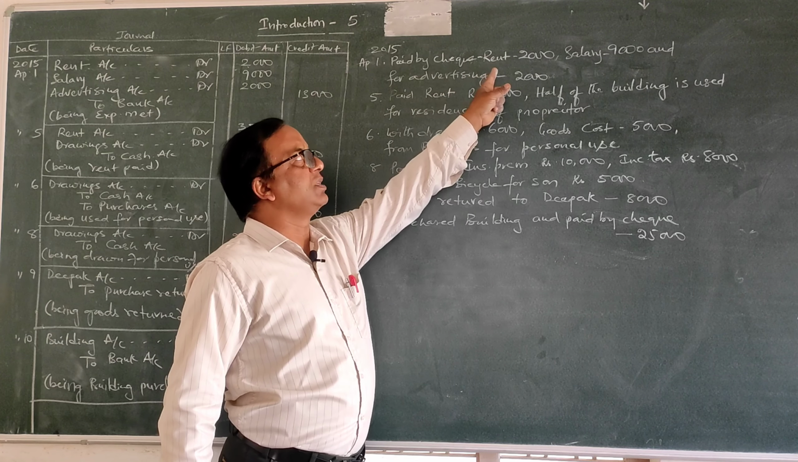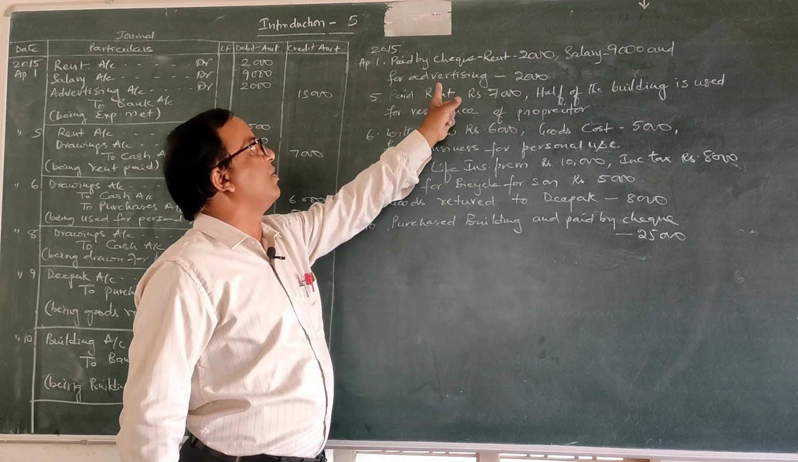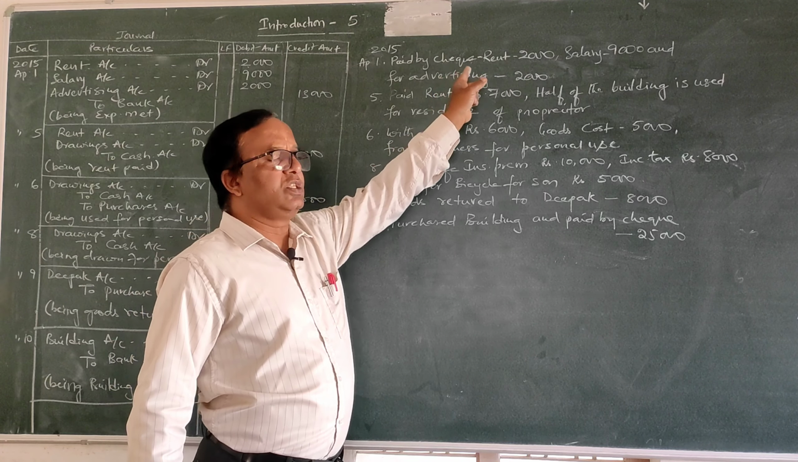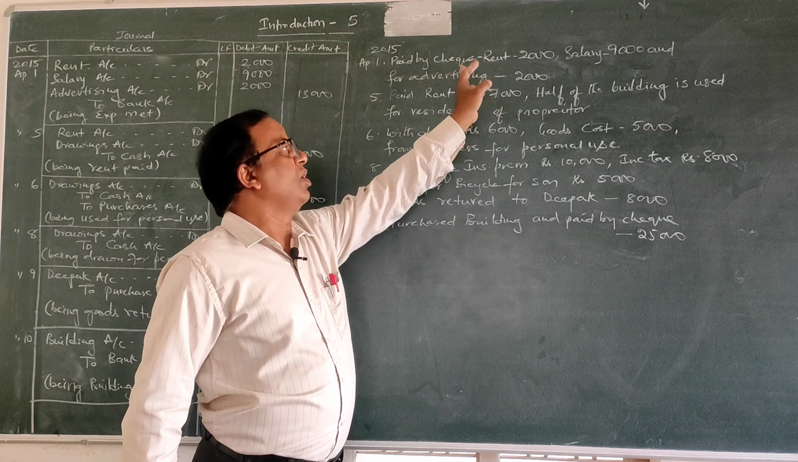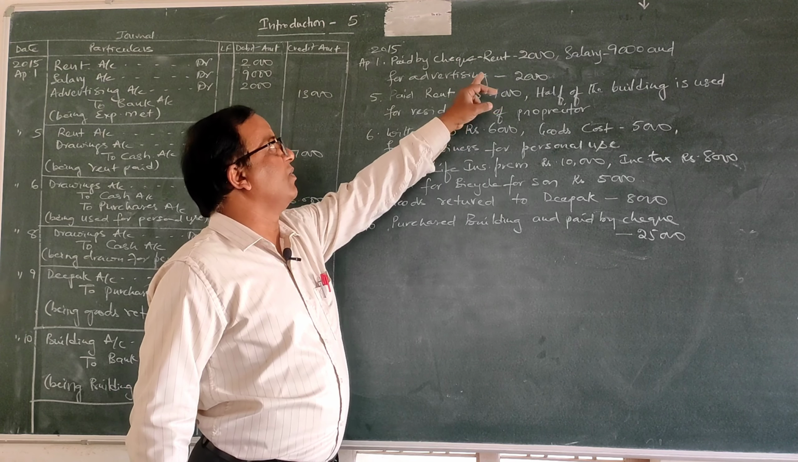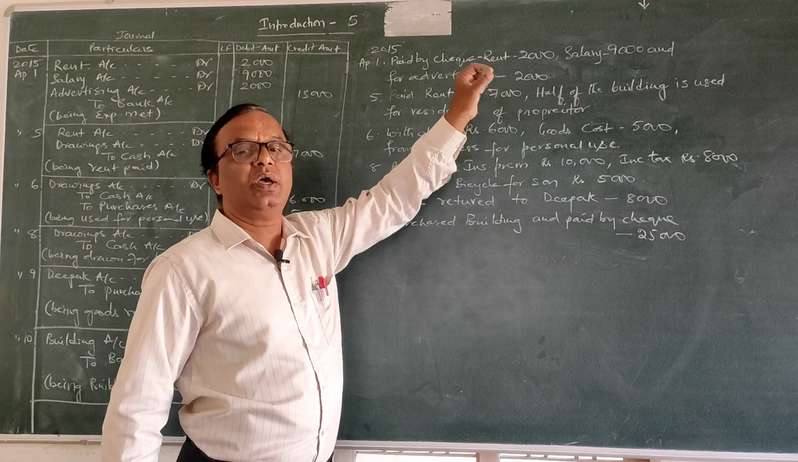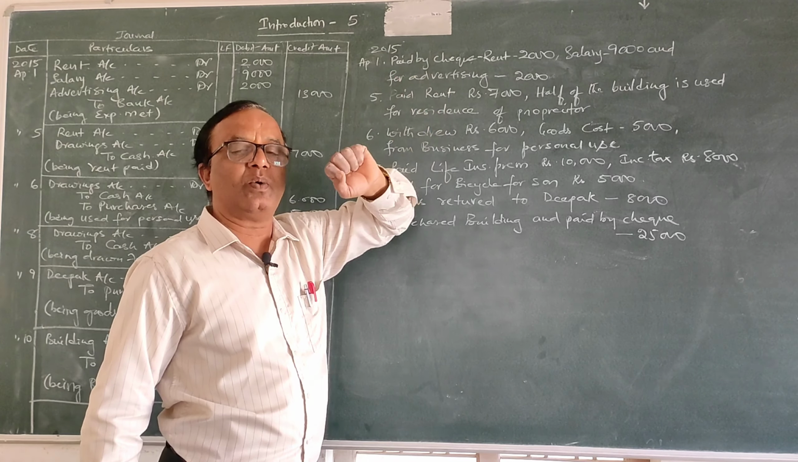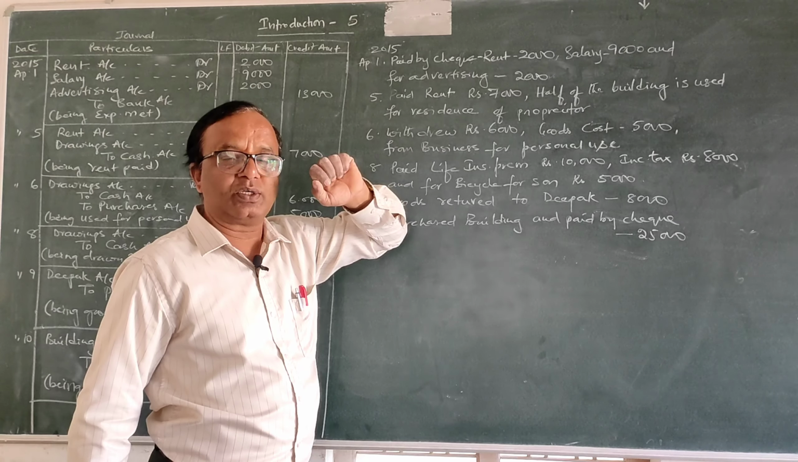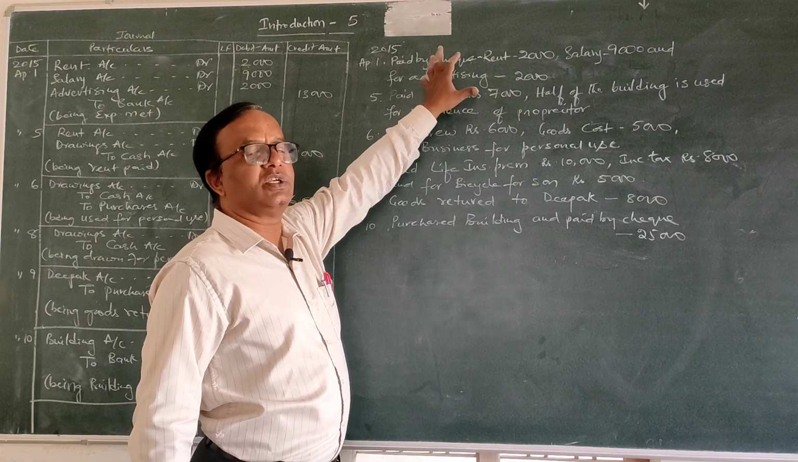Observe, for the business, rent is an expense, salary is an expense, and advertising is also an expense. Since these three are expenses, all these three accounts are affected: rent, salary, and advertising. These three accounts are expenses as such. They are nominal accounts. Debit all expenses and losses. As such, we are going to debit these three accounts.